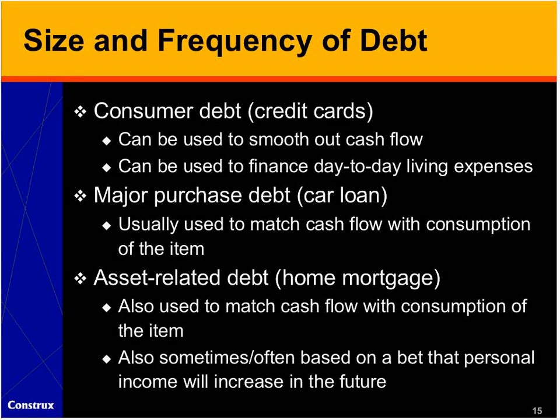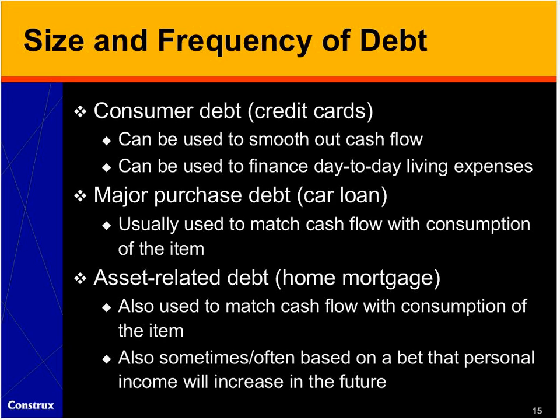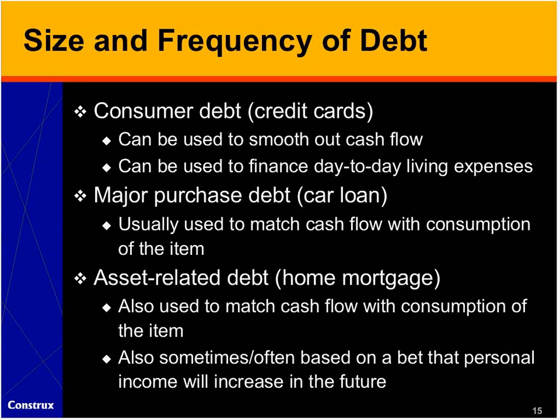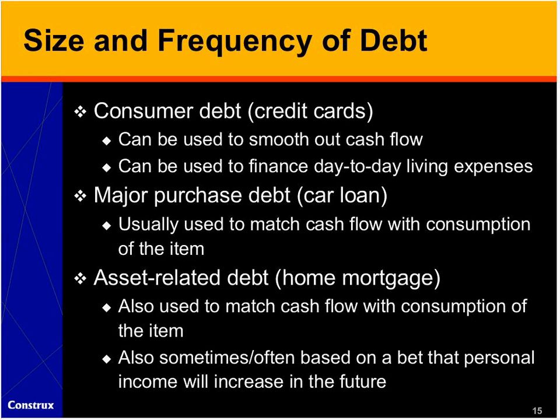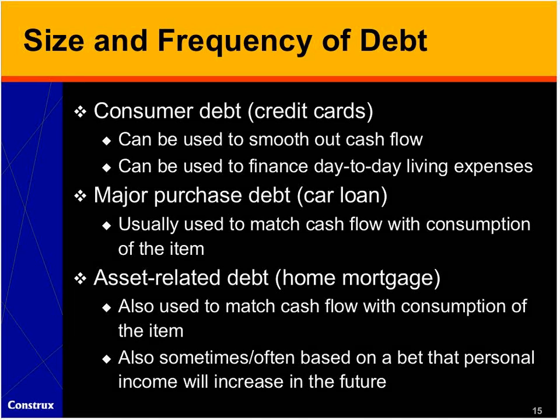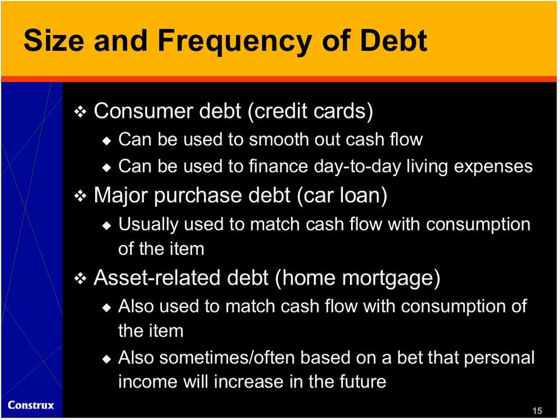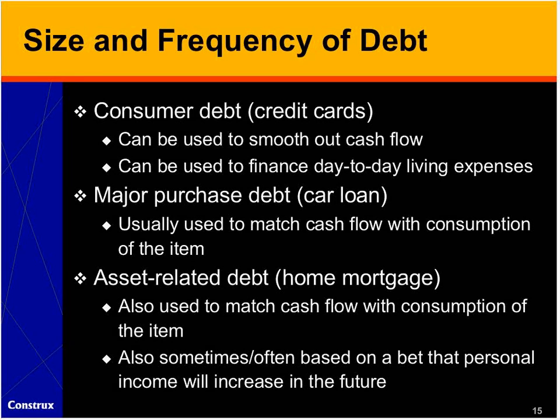Finally, we have asset-related debt. That's like a home mortgage, something that we expect to appreciate over time in normal circumstances anyway. And this is also a case where we want to try to use debt to match our cash flow over a period of time to our consumption of the item over a period of time. And sometimes, not always, but sometimes this is based on a bet that our personal income will increase in the future. Sometimes people will take on a home mortgage that's tough for them to carry at the time, but they believe that their income is going to increase, and so that mortgage that seems so burdensome now won't seem so burdensome 10 years from now.